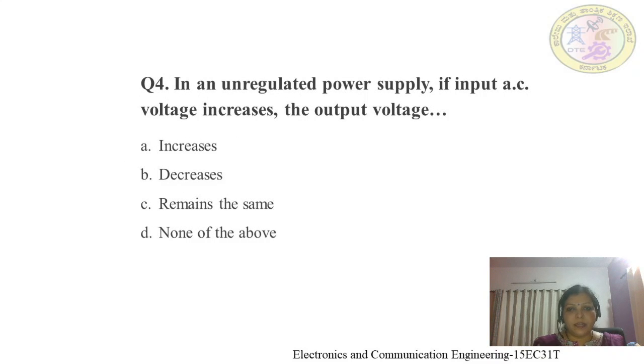In an unregulated power supply, if the input AC voltage increases, does the output voltage increase, decrease, remain the same, or none of the above? If there is any AC input fluctuation and the input voltage rises, then definitely the DC output voltage also increases. Hence the answer is A.